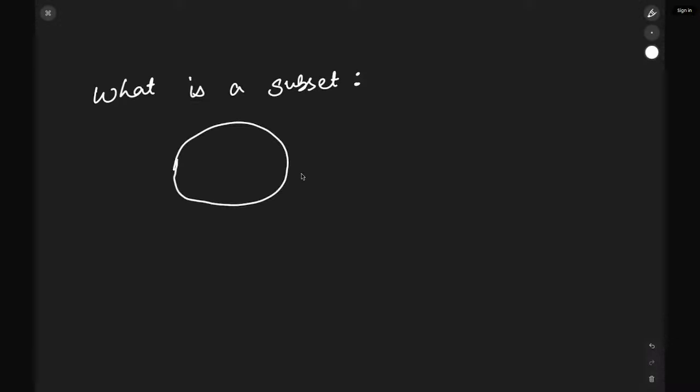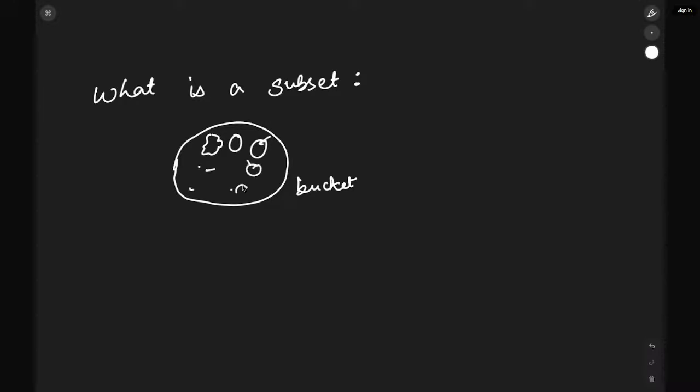So the next question that you guys have asked me is, what is a subset? Okay, so let me give you an example over here. Say I have a bucket. This is a bucket and it has many different types of fruits. It has pineapple, it has guava, it has apple.